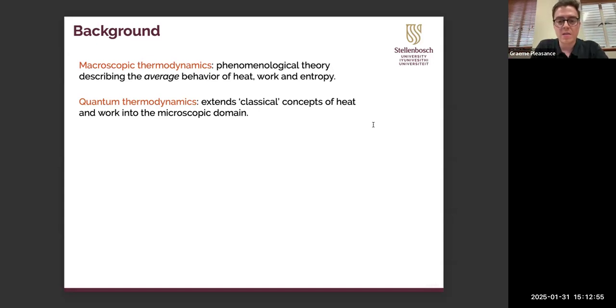And so why is this of interest? Well, from a fundamental perspective, as far as we know the universe obeys the laws of quantum physics, everything obeys the laws of quantum physics. So if we're going to come up with a universal thermodynamic framework for the universe, then we might as well make it quantum.